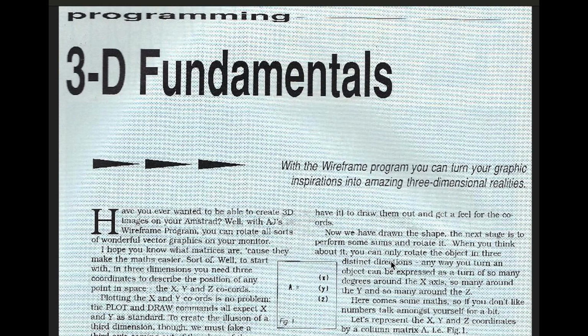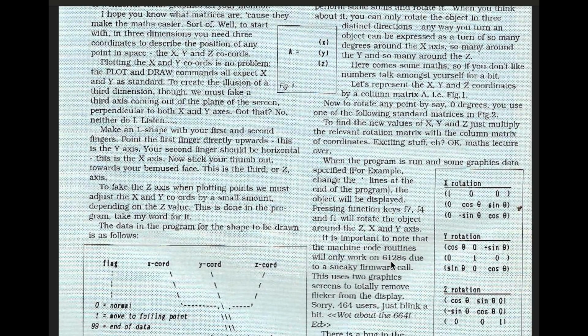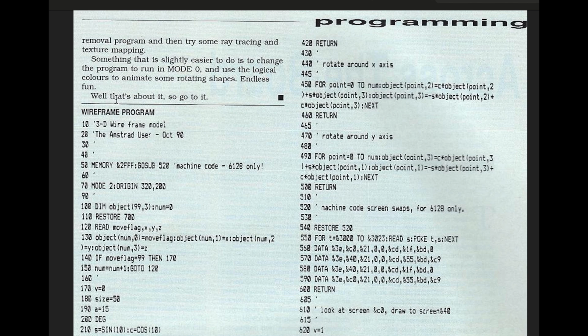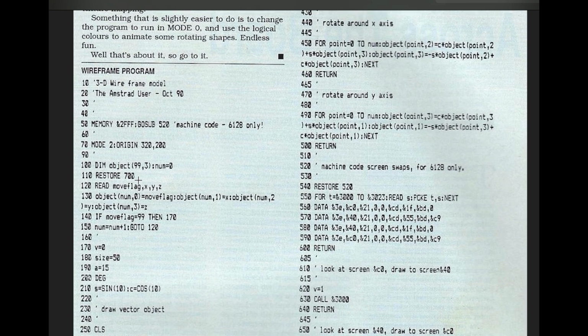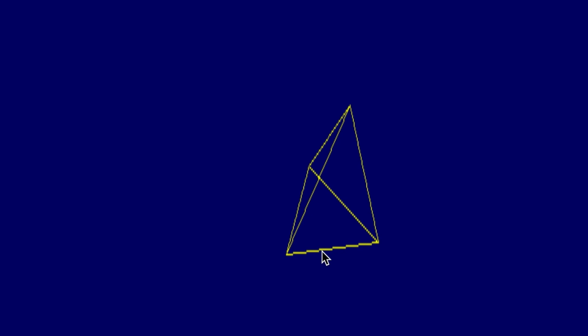One day, trawling through the October 1990 copy of the Amstrad User magazine, I came across this article, 3D Fundamentals. It explains in simple terms how 3D rotations can be achieved by using some basic maths. It also includes some basic code that you can type out. And here it is running on the Amstrad. It's pretty slow, but the simple 3D objects do rotate in the X, Y, and Z axis.